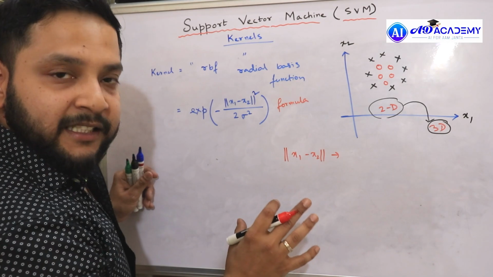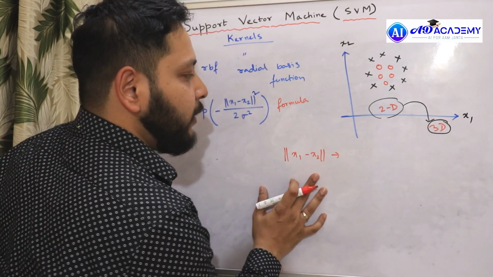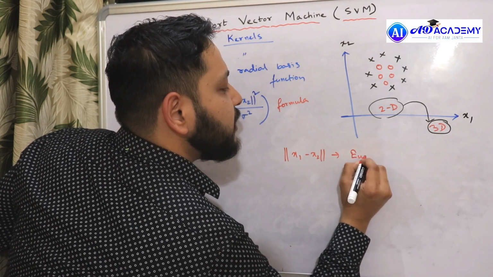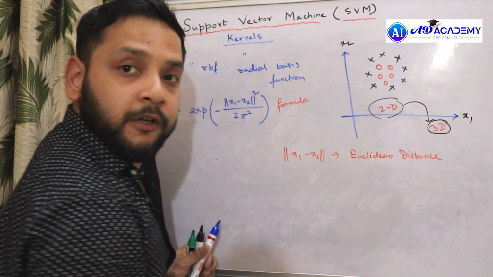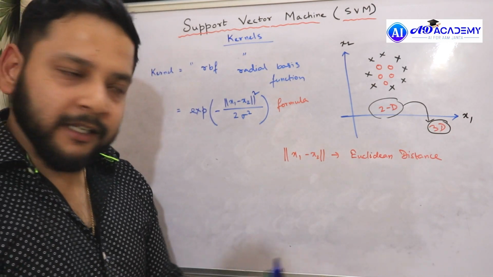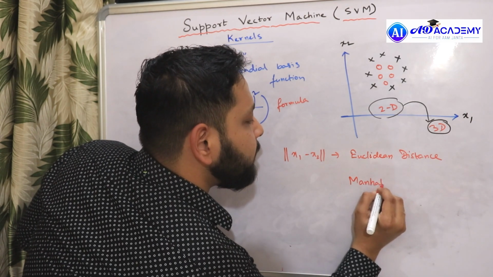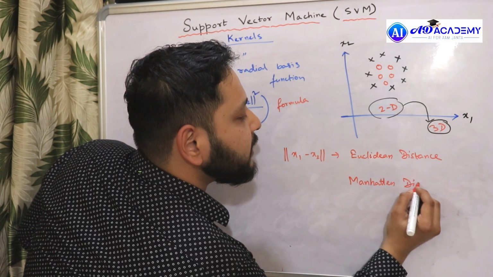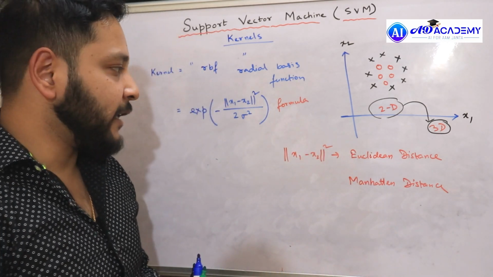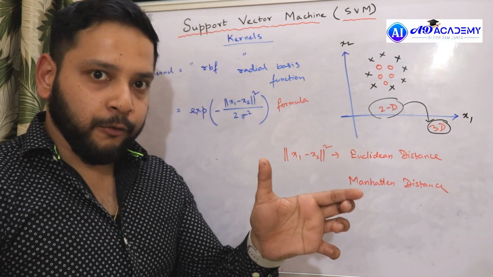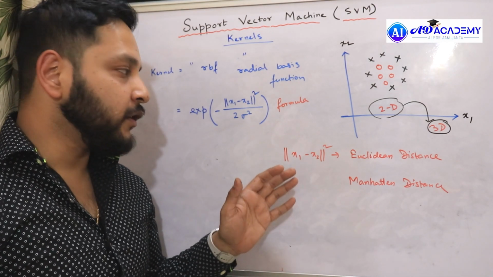This finds the distance between the 2 points, and it is found in terms of Euclidean distance. This is Euclidean distance. There are defined ways to calculate distance. We also know that there are distances like Manhattan distance. Manhattan distance is actually the absolute value of the difference between these 2 points.